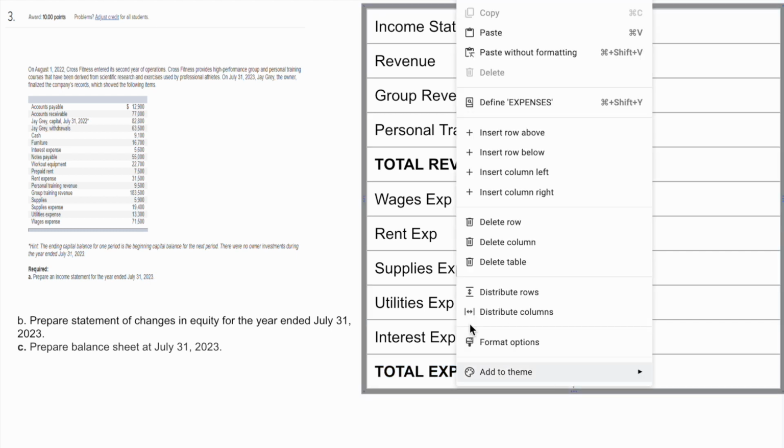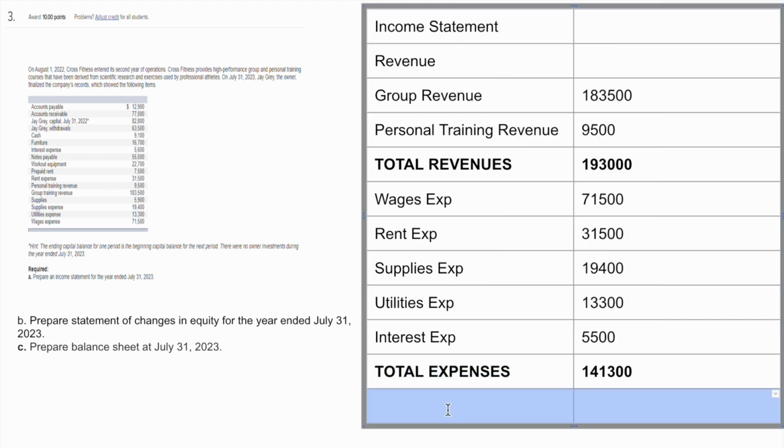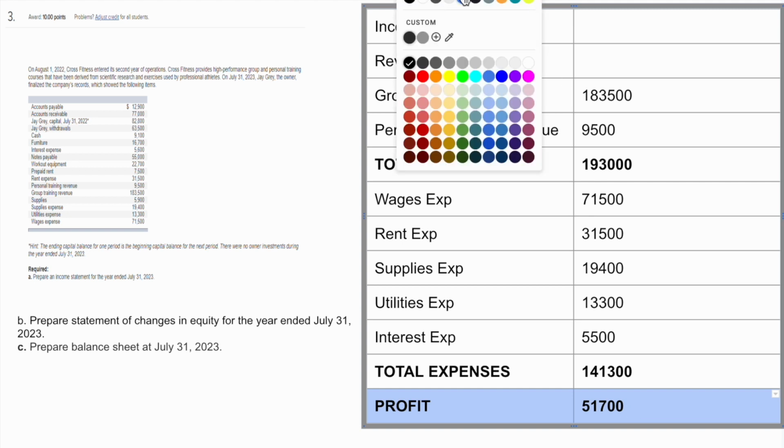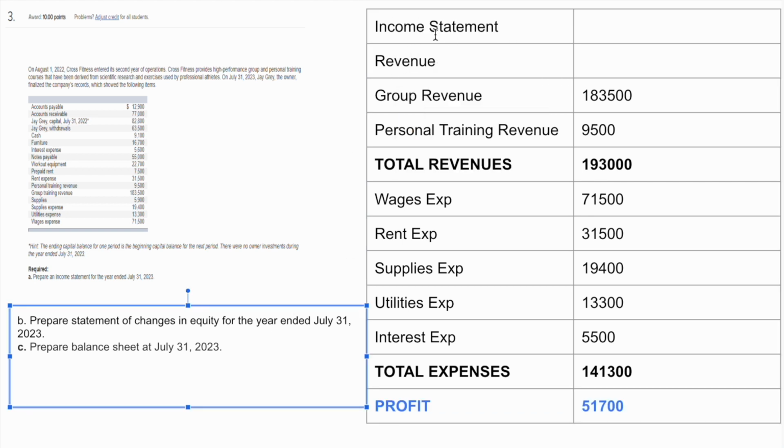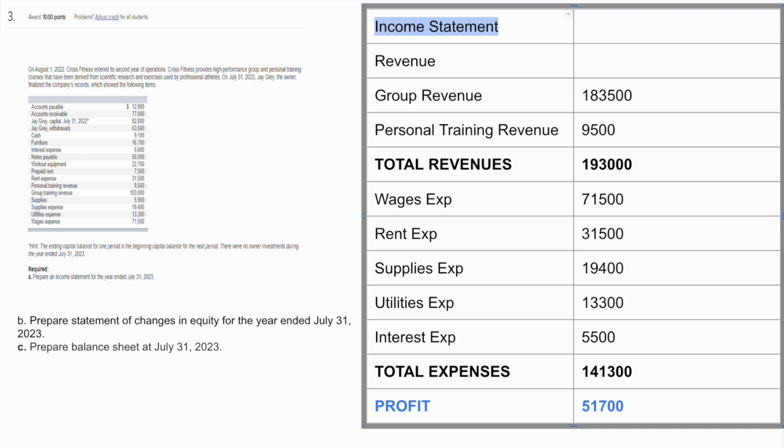I gotta put in one more. Okay, so profit is revenue minus expenses. So profit would be revenue minus expenses, which is $51,700. Okay, so there is our income statement. That's our income statement that we have now calculated.